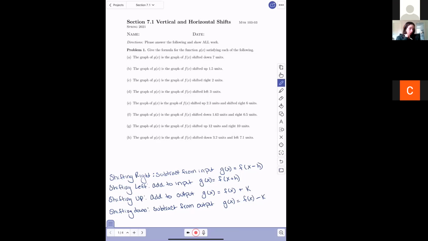So problem 1, give the formula for the function g of x that satisfies each of the following. The graph of g of x is the graph of f of x shifted down 7 units. So it's whatever's happening to f of x, but we're shifting it down. So we'll have g of x is equal to f of x. Since we're shifting down, we're going to subtract from the output. So we'll have f of x minus 7. Any questions there?